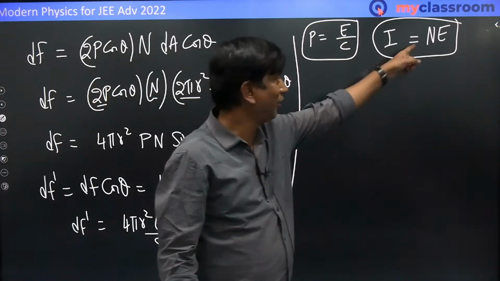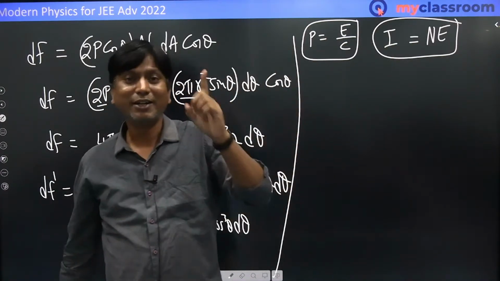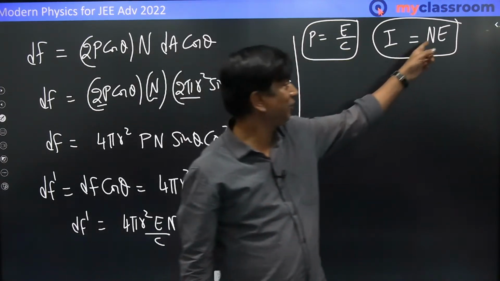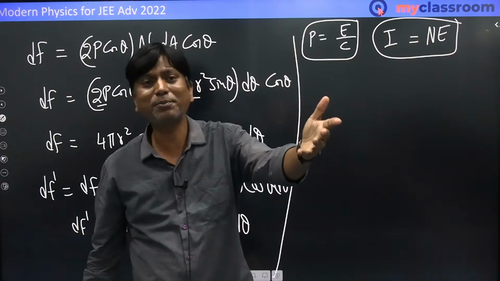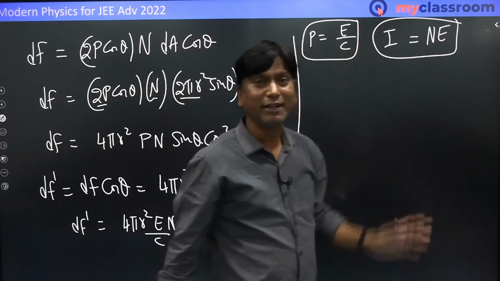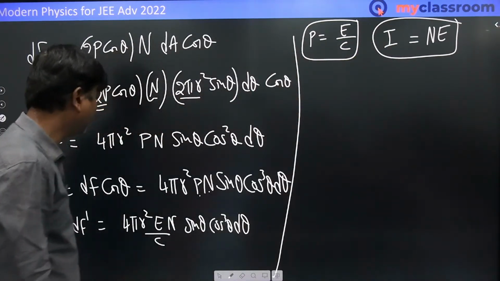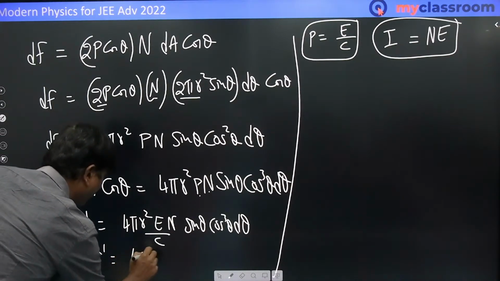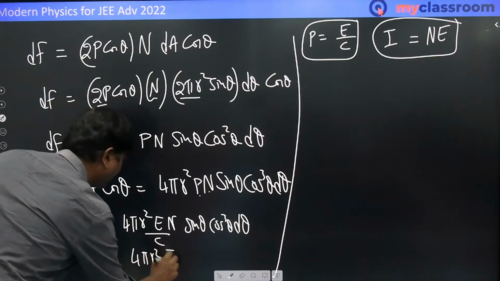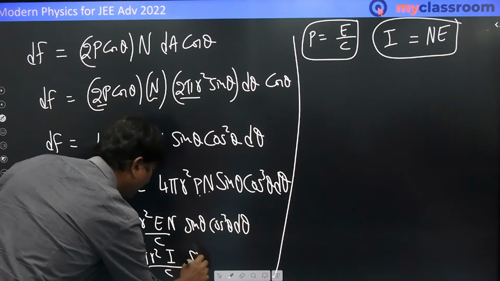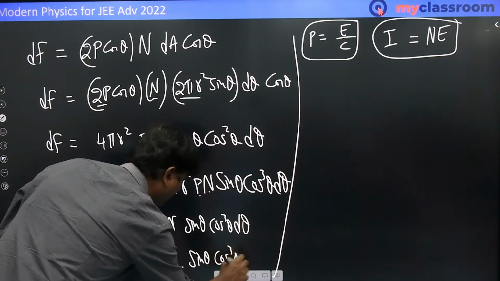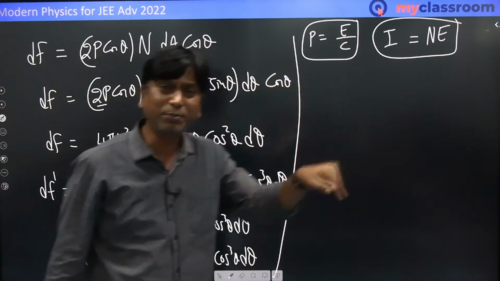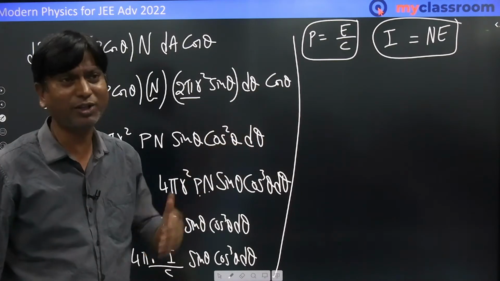So n, the number of photons striking per unit time per unit area, into energy of each photon gives you total energy falling per unit time per unit area, which is nothing but intensity. So simply I can write this n is nothing but intensity. So dF prime is equal to 4 pi r square, n is intensity by c, into sin theta into cos cube theta into d theta. This is the force which is exerting only on that ring like strip what you have taken, right?